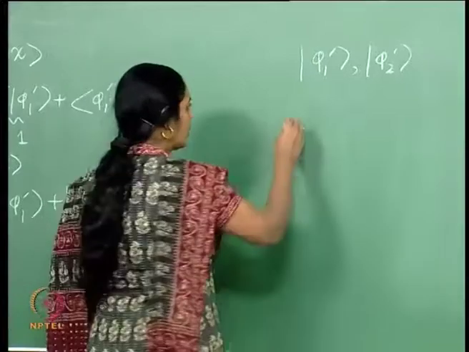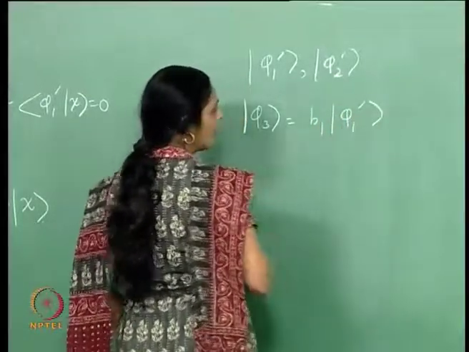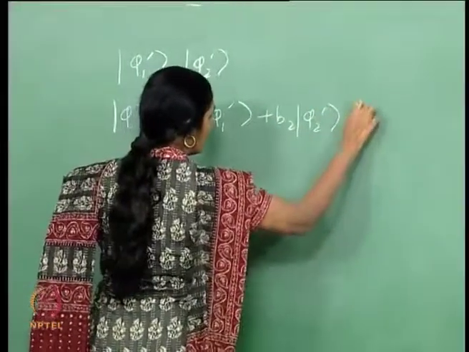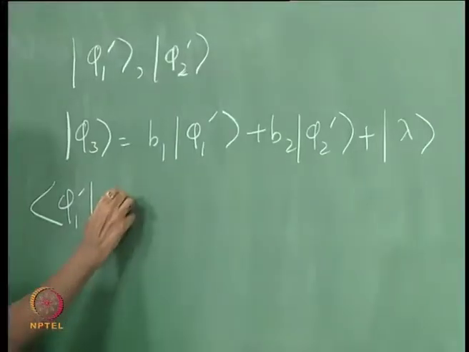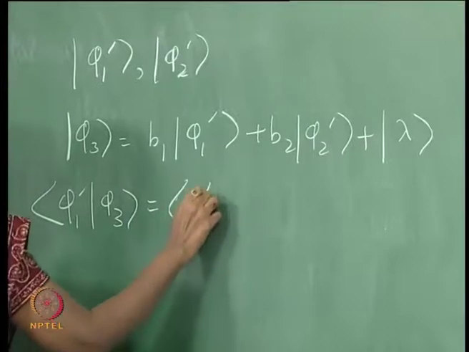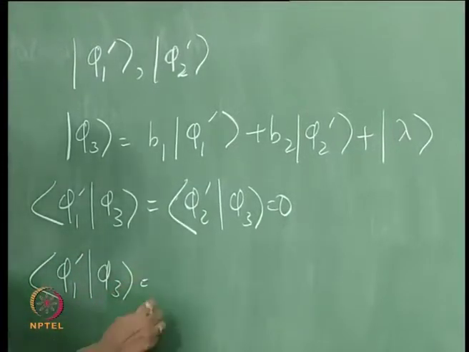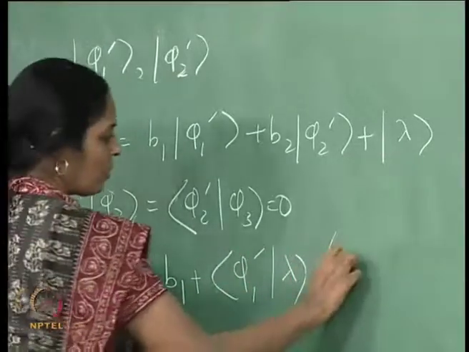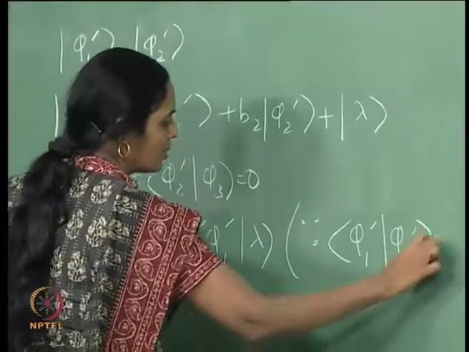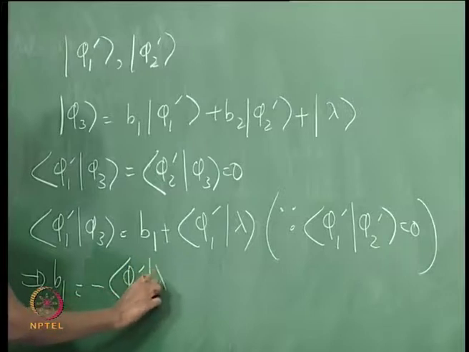I have to repeat this procedure with the third vector phi 3, which I expand as b1 phi 1 prime plus b2 phi 2 prime plus some vector lambda. My requirements are the following, that the inner product phi 1 prime phi 3 is equal to 0 and phi 2 prime phi 3 is also equal to 0. It is evident that if I first work with phi 1 prime phi 3, that just gives me b1 plus phi 1 prime lambda, because I have already shown that this inner product is 0, which tells me that b1 should be equal to the inner product phi 1 prime lambda with a negative sign.